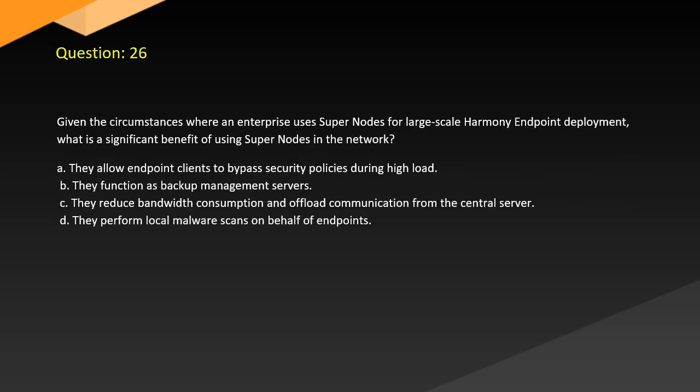Question 26. Given the circumstances where an enterprise uses supernodes for large-scale Harmony Endpoint deployment, what is a significant benefit of using supernodes in the network? A. They allow endpoint clients to bypass security policies during high load. B. They function as backup management servers. C. They reduce bandwidth consumption and offload communication from the central server. D. They perform local malware scans on behalf of endpoints.